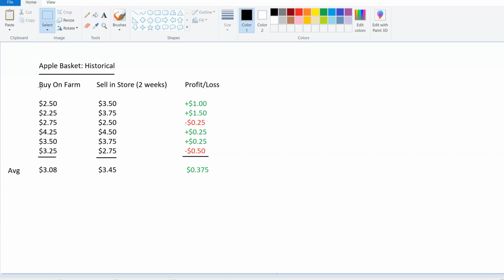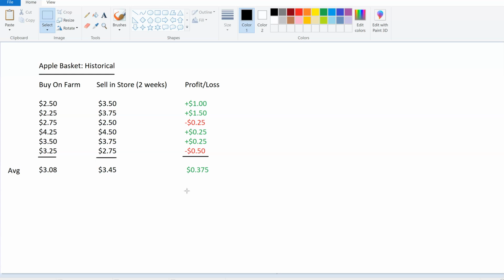Over here we see we buy on a farm. Week one, we buy it for $2.50. We sell it later, on average the basket, for $3.50. So we made a profit of $1. Then the next week, $2.25. We went to the farm, bought it, and ended up selling it for $3.75. We made $1.50. Over here, we bought it for $2.75 and sold it for $2.50. So that ended up being a loss of $0.25, and so on.